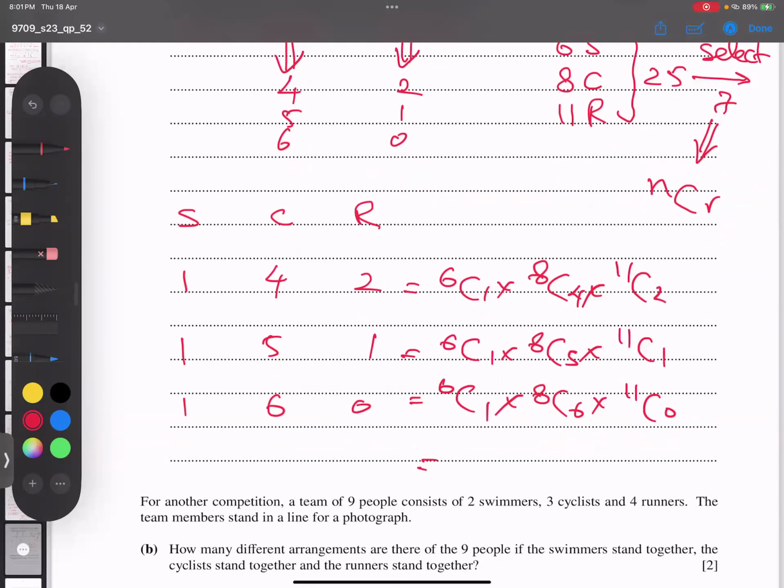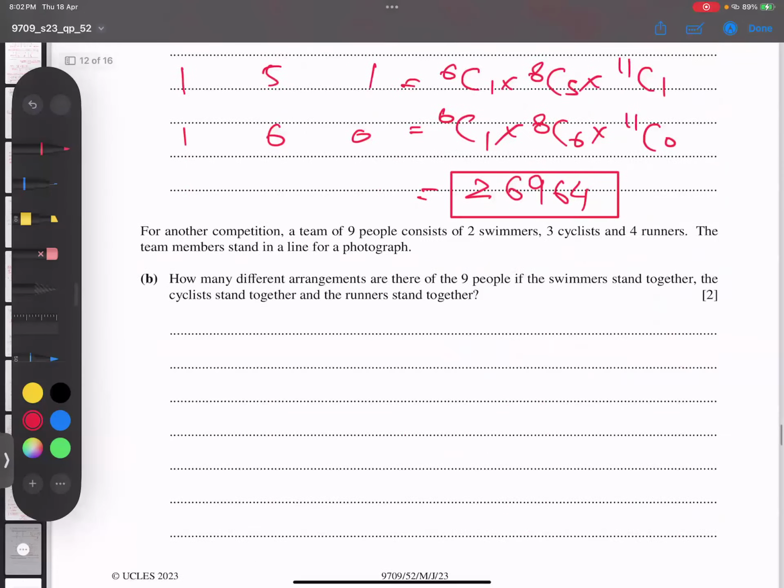And let me check if I type in calculator. Hold on. If I type this in calculator, it is giving me 269,269,64. And I believe the point is very clear. Let's go for next question.